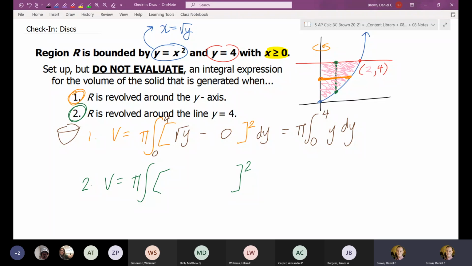And then looking at number 2, we're going about the line y is equal to 4. Looking at the radius, it does go up and down, so it would be in terms of dx. If we're in terms of dx, the numbers need to be x values. And then we want to do top minus the bottom. What's the top function? The top function is y is equal to 4 minus the bottom function, which would be x squared. If you had to evaluate that one by hand, you would of course have to FOIL out the 4 minus the x squared.